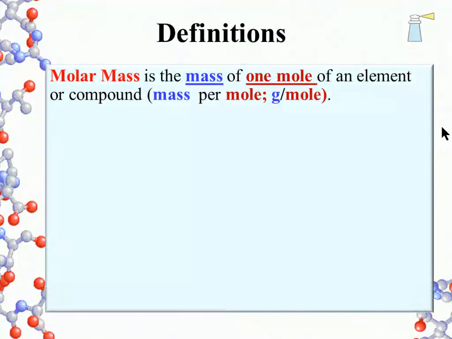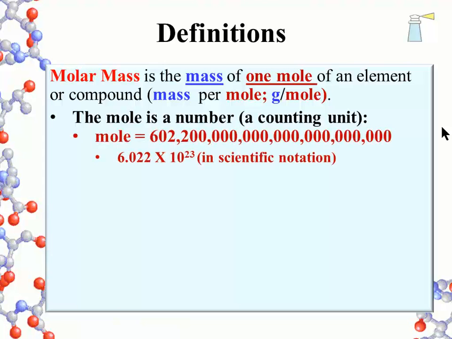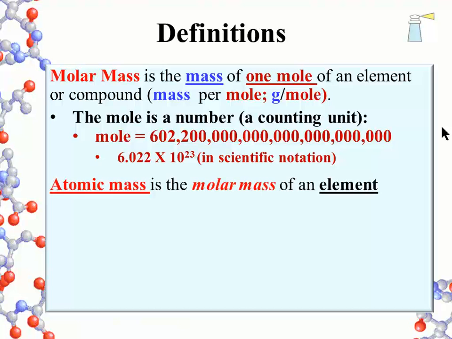To definitions. Molar mass is the mass of 1 mole of an element or compound. The units are grams per mole. In the previous lecture, it was shown that the mole is just a number, a counting unit. It is a very large number because atomic scale particles are very small. It is called Avogadro's number, and it is usually written in scientific notation. Often, just the first 3 numbers of the coefficient, 6.02, are used.